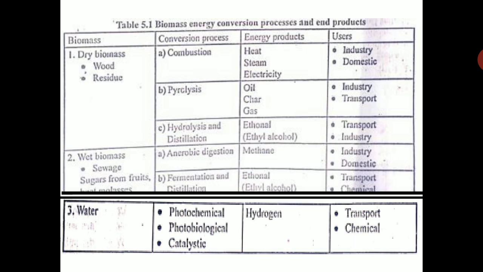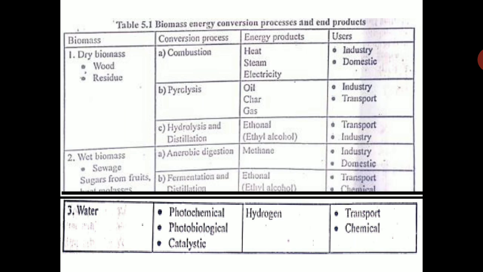So if you take dry biomass, that is wood or agriculture residue, means after the agriculture is done, the plants, whatever shrubs are remaining, that is all called agriculture residue. Paddy also, we remove that husk. That all comes under agriculture residue.